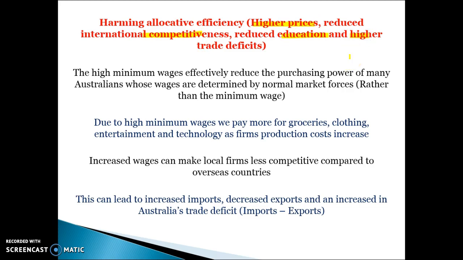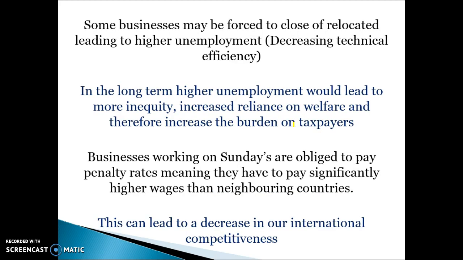So the high minimum wage effectively reduces the purchasing power of many Australians whose wages are determined by normal market forces. Due to the high minimum wage, we pay more because the cost of production for businesses is higher, and that can hurt allocative efficiency because we pay more for things like groceries and clothing and entertainment because of higher production costs. Increased wages can also make local firms less competitive compared to other countries, so that can lead to a reduction in international competitiveness. We export less, import more, and again that flows on to increased unemployment. So you've got higher prices, and reduced international competitiveness.